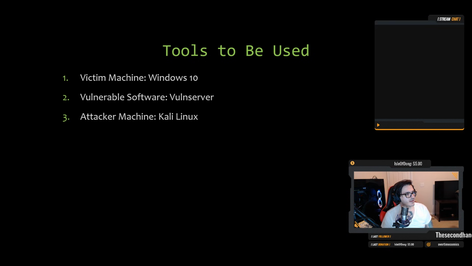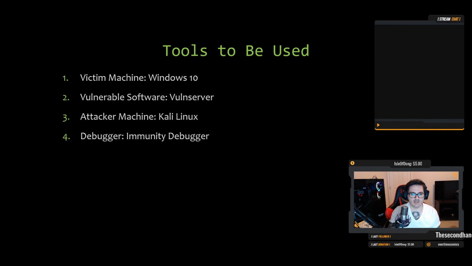We're also using Kali Linux. Somebody here prefers Parrot. That's on you. You can follow along in Parrot as well. You can pretty much follow along on any machine given that you have a shellcode generator. And we're going to be using a tool called Immunity Debugger. So now let's hop in.